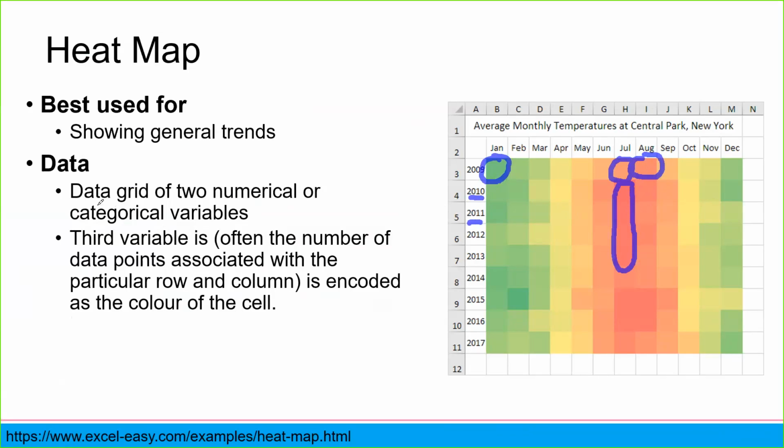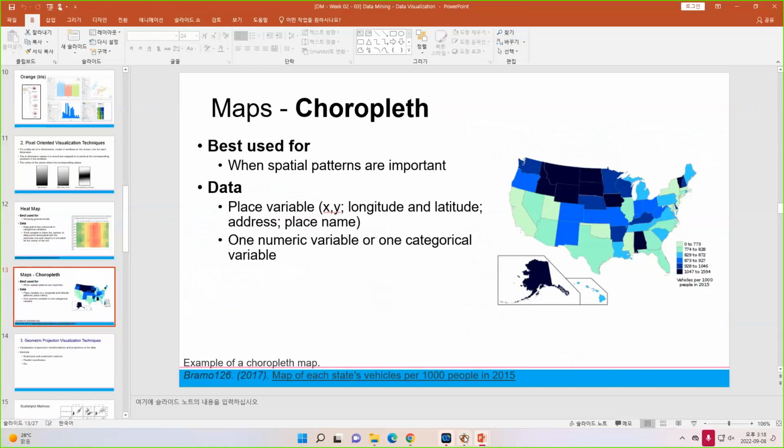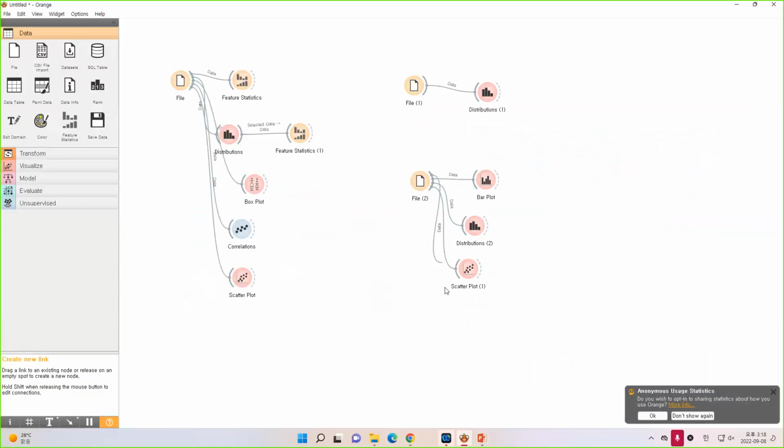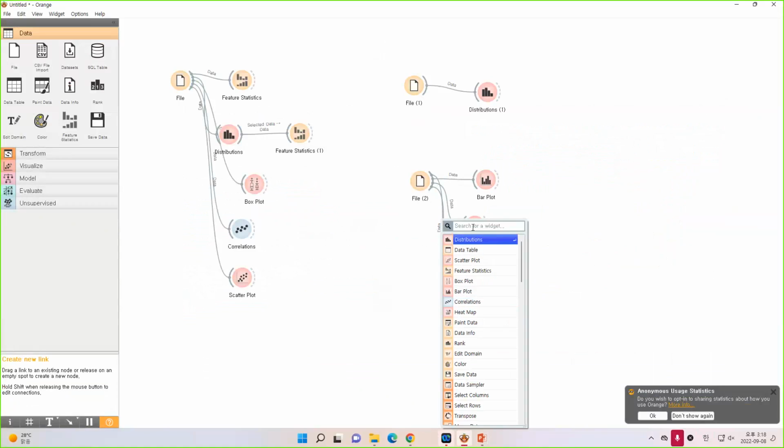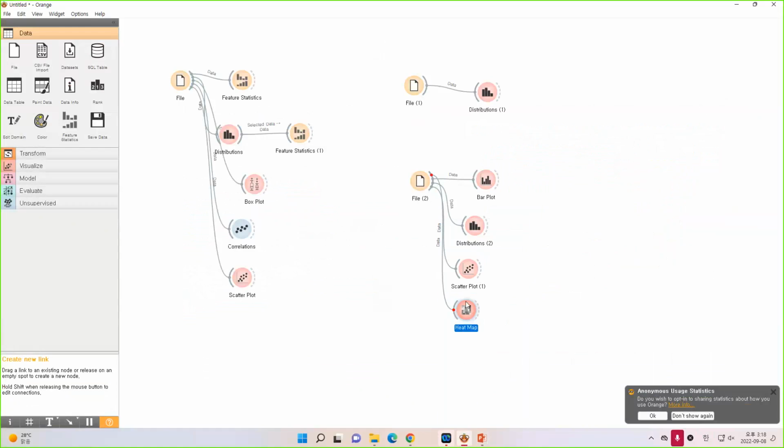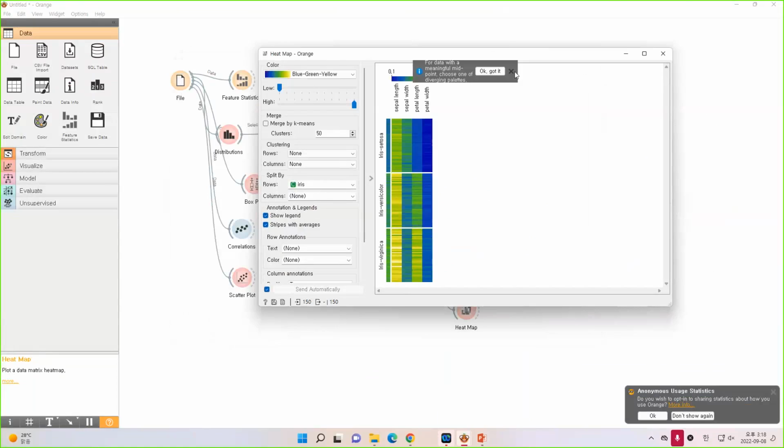With this heat map, we can make a grid of two numerical variables or two categorical variables. We can also plot with categorical variables. The third variable can be encoded as the color of the cells. So if you go back to Orange, you can make a heat map. You can search heat map. This heat map will show you which one is very low and which one is very high.